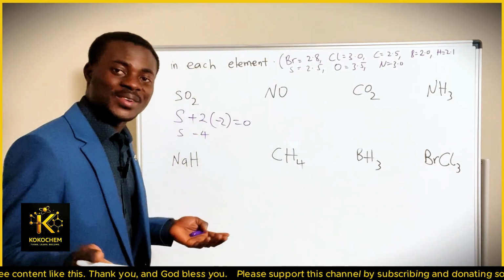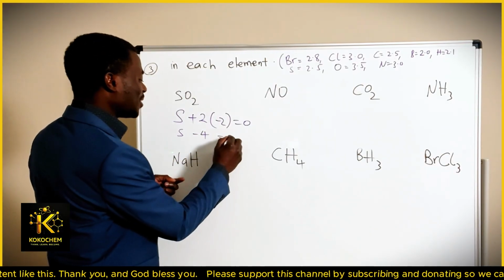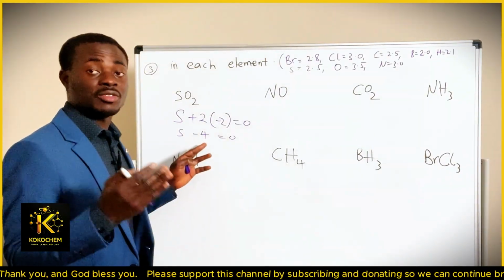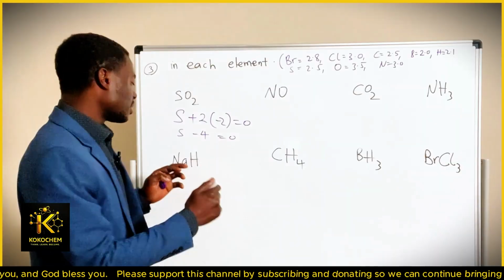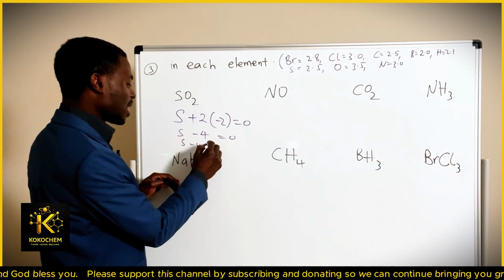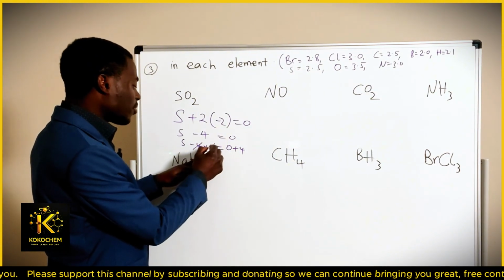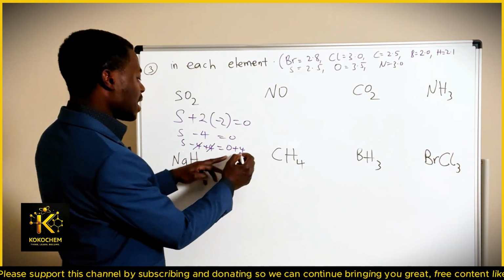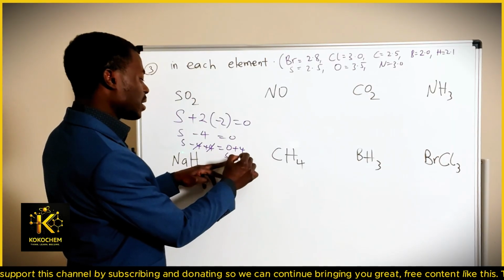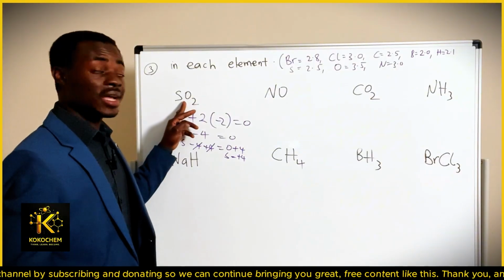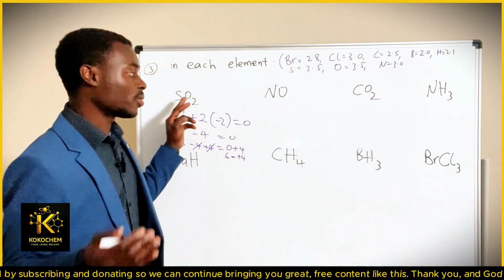We use algebra: it is equal to 0. We move the -4 to the other side, so S, or the 4, goes to the other side. So S minus 4 plus 4 equals 0 plus 4. The -4 cancels the 4. So S is plus 4. So the oxidation state for sulfur in SO2 is plus 4.